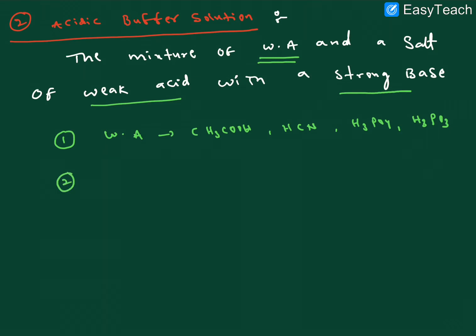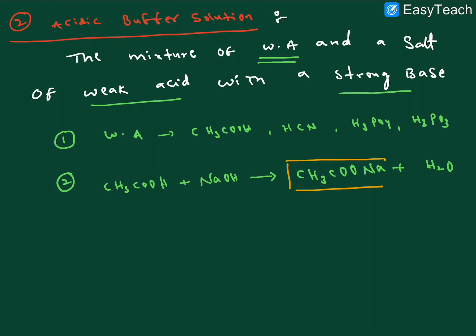What is the second one? A salt of the weak acid with a strong base. For example, I am taking a weak acid, acetic acid, reacting with the strong base NaOH to form a salt, sodium acetate, CH3COONa, plus H2O, right? This is called a salt of weak acid with strong base, right? So this salt and the weak acid combination is called an acidic buffer solution. I hope it is very clear.